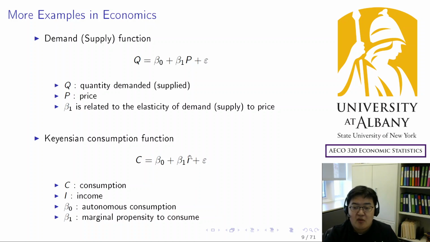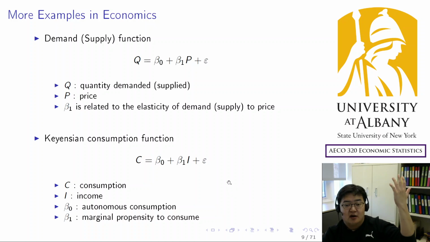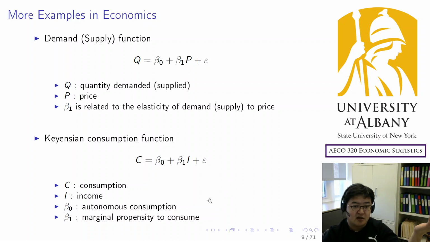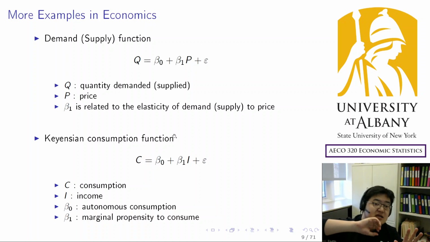So when your income increases, consumption also increases. When you make, for example, $100 more, consumption does not increase as much, right? Because some of the increment is saved for the future. So that's the starting point of the Keynesian macroeconomics.